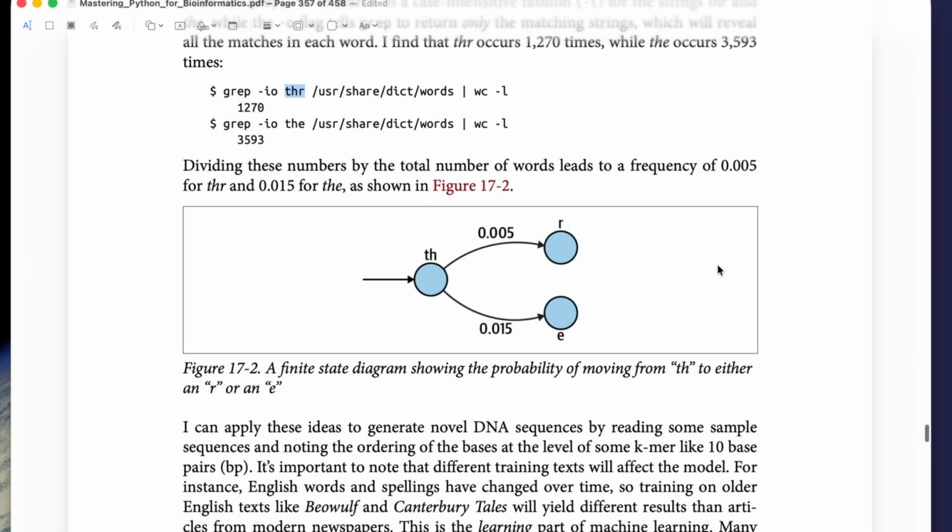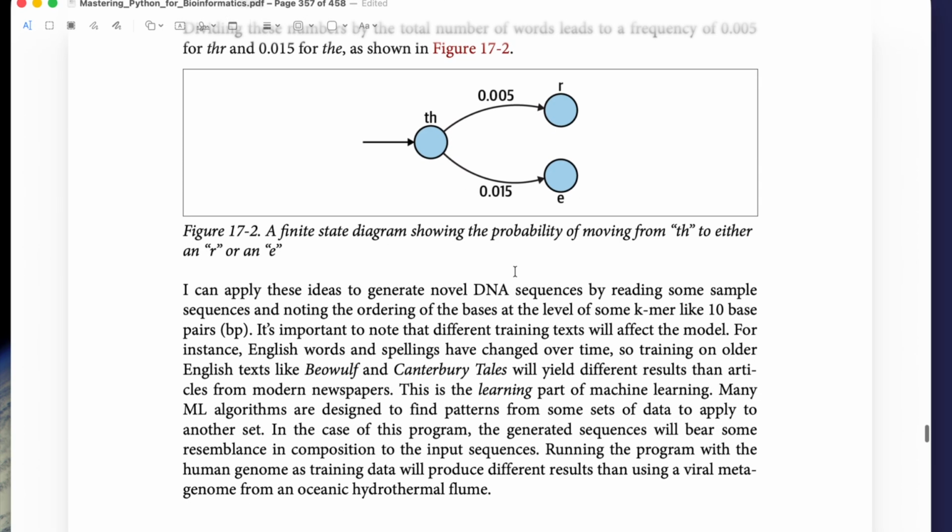So with that, if we were to do a little bit of math, then we come up with this model that says if we are at a TH, we have the probability of moving to an R with this number, and it's 3 times as likely that we would move to an E, which I think really tracks with what an English speaker would probably find in English text. So we're getting into how can we model this in Python? And I want to take this idea into how can we use these ideas to generate novel DNA sequences. And why did I want to do this?